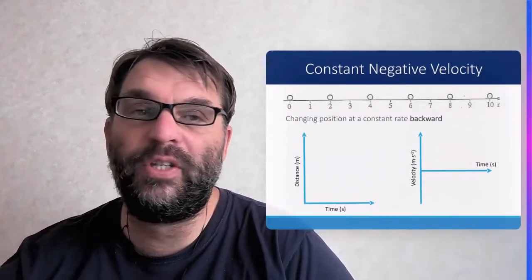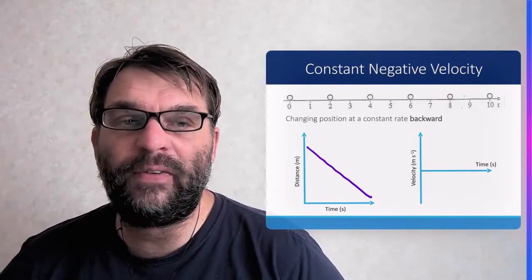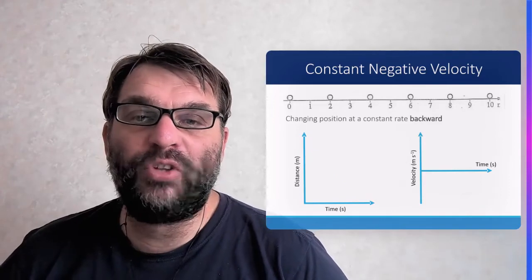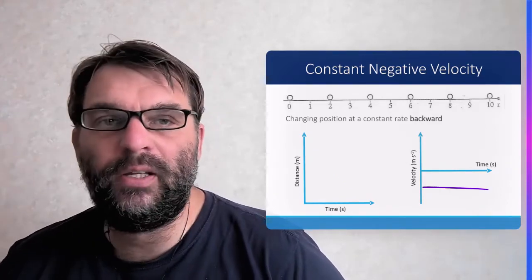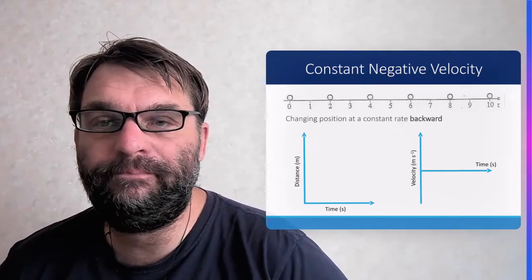And you also have constant negative velocity, which will have a negative gradient for the distance time graph, but in terms of velocity, it will be a negative constant velocity. And that's what you see on the second graph.